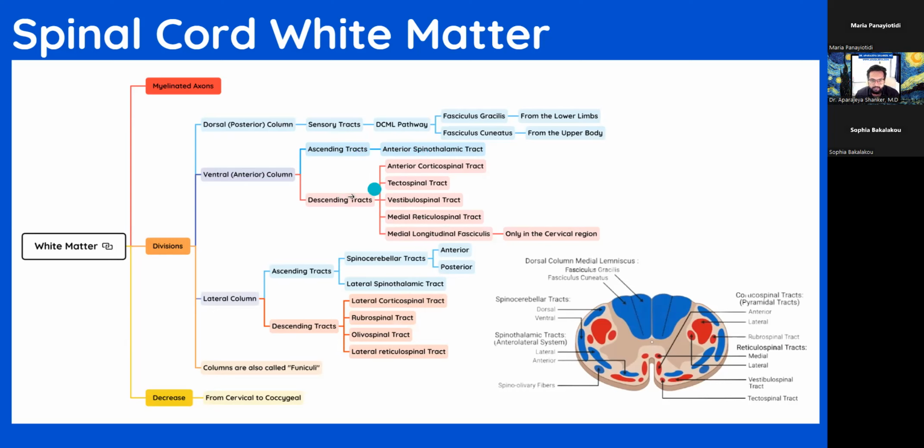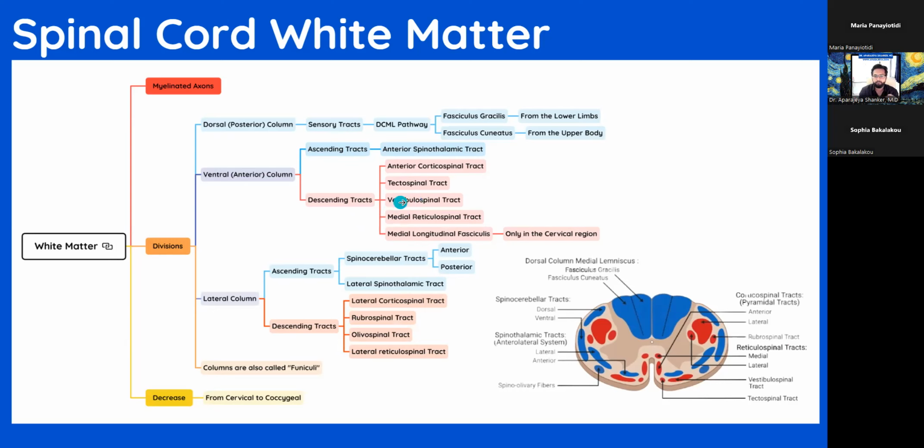Now, if you look at these descending tracts, these are all motor tracts. The anterior corticospinal tract is one of the most major voluntary muscular control tracts. And look at this, the tectospinal tract. The tectospinal tract is responsible for tracking eye movements, like tracking an object and moving the head and neck to follow some kind of visual stimuli. The vestibulospinal tract allows you to maintain balance and take information from the ear for both conscious and unconscious control, but mostly unconscious control.